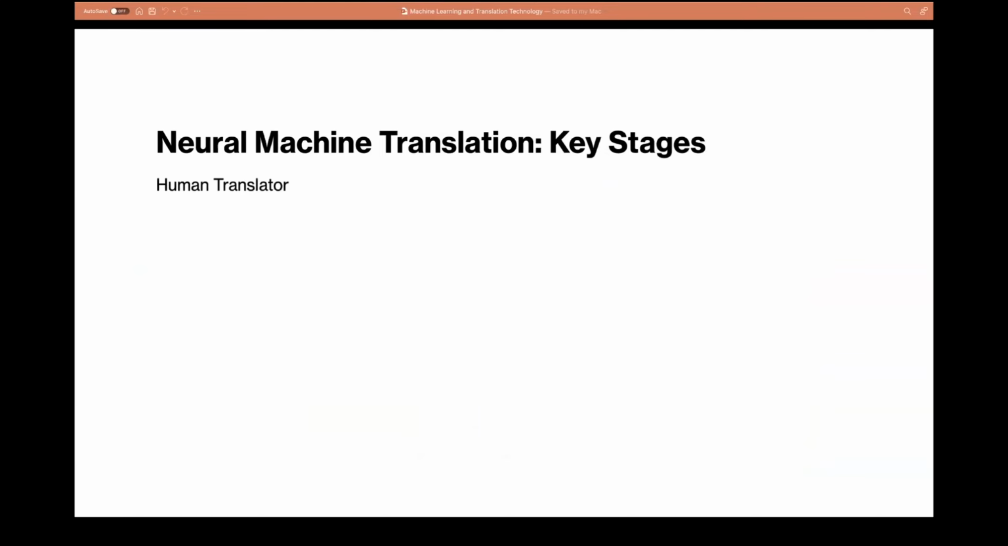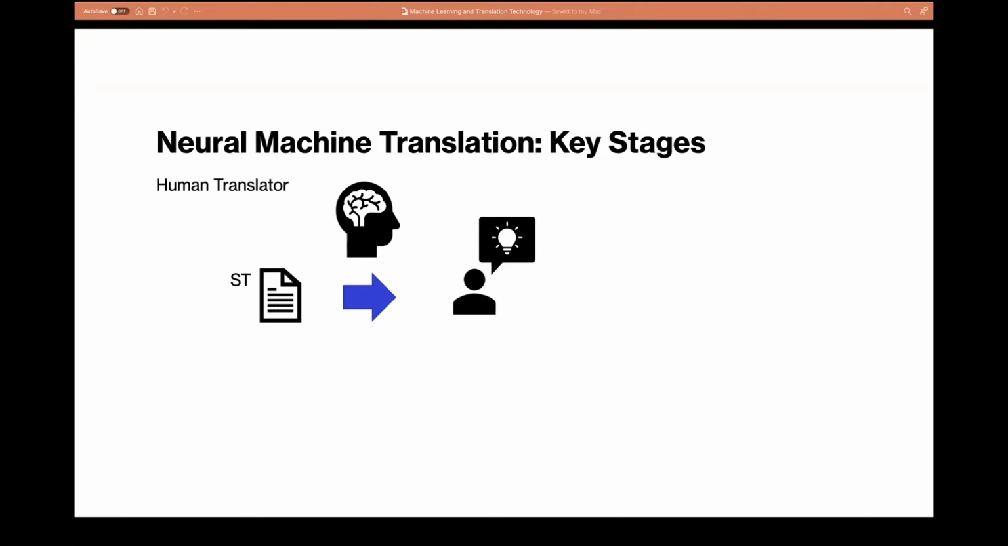So the idea is pretty similar to how human translators complete their translation tasks. We have the source text and then we read the source text. Of course, this involves our intelligence, human intelligence, our brain, and then we have a basic idea of what the source text is about. And then based on that idea, we consider how we can generate the target text. So we have analysis and generation, 2 steps.